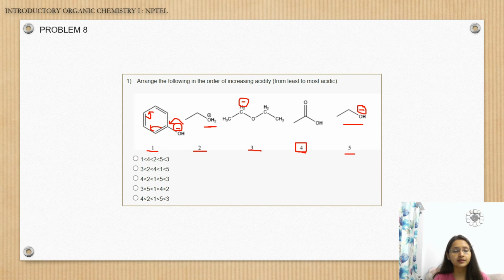So the correct order will be second, fourth, one, fifth, and then the last one is 3. So the correct option which matches this sequence is option number D, because second is the highest acidity systems, second is fourth, third one is 1, and the fourth one is fifth one is third. So here this will be the correct order of the sequence of acidity. So is it understood, all of you? Any doubts, any queries regarding this problem?